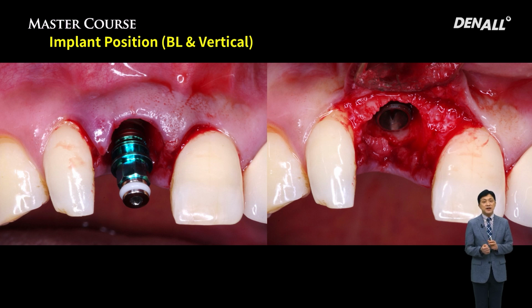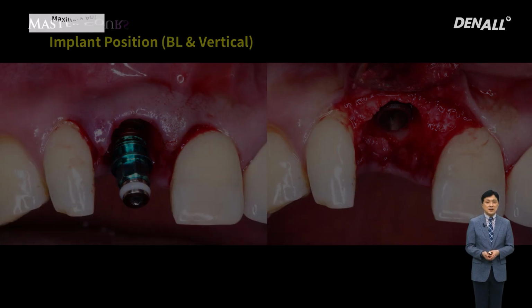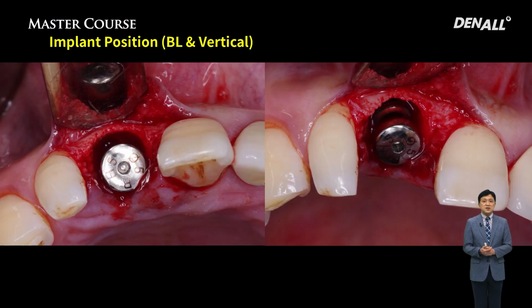So the distance to the mount interference is 4 millimeters from the platform. Usually the mount driver can go into up to 4 millimeters. So based on that, you can determine the implant's vertical positions in an easy way. In this patient, the provisional is not delivered. Healing abutment is connected like this.